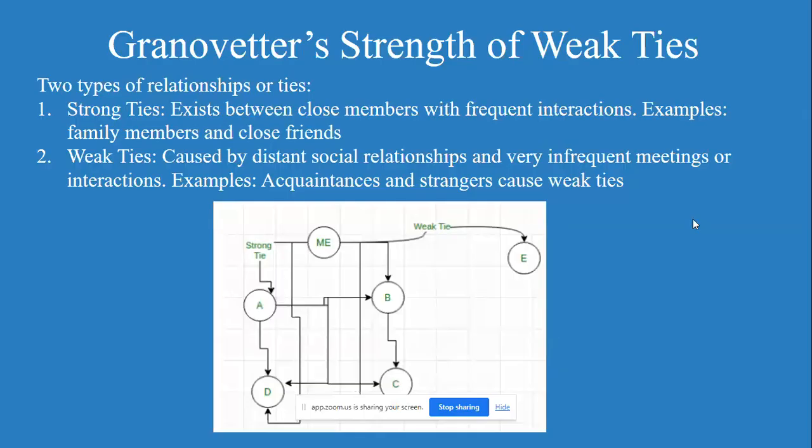Now, we have understood a very small, brief introduction to social network analysis and what we are going to study. But talking a little more about the strength of weak ties, there was a Granovetter scientist who discovered this concept. He said that there are two types of relationships. First is strong ties, and second is weak ties.